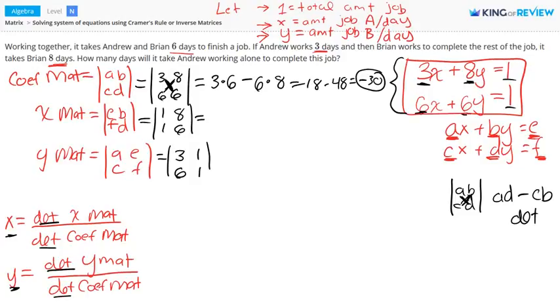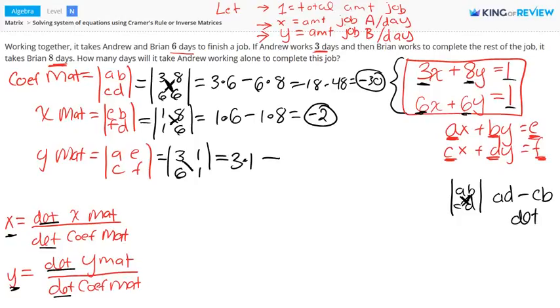And now let's figure out the determinant for the X matrix. We take the main diagonal, so we have 1 times 6 minus the product of the entries in the other diagonal, so 1 times 8. So this is equal to 6 minus 8, so we have a negative 2 here. And now let's determine the determinant for the Y matrix. So we take the product of the main diagonal, 3 times 1, minus the product of the entries in the other diagonal, 6 times 1. So we have 3 minus 6, and that equals negative 3.